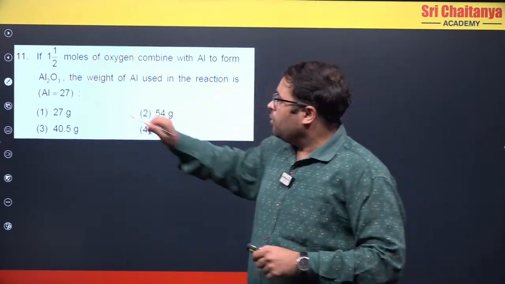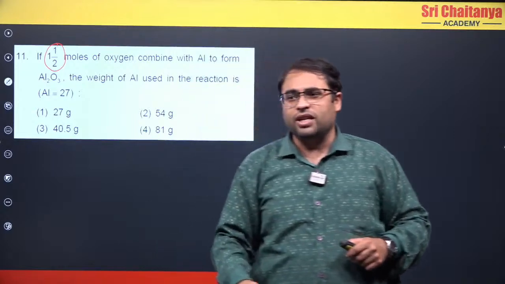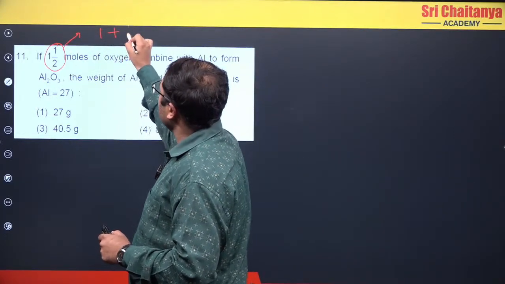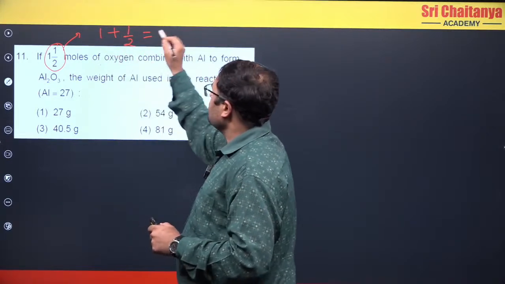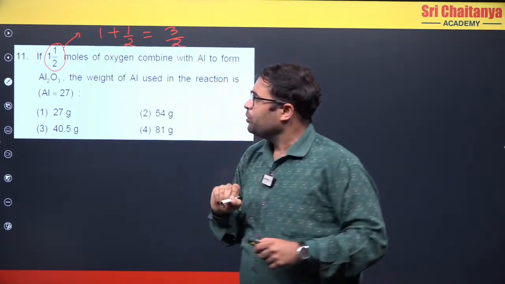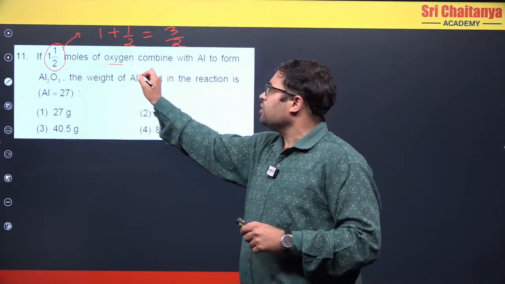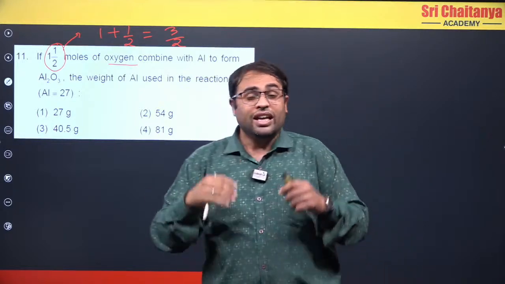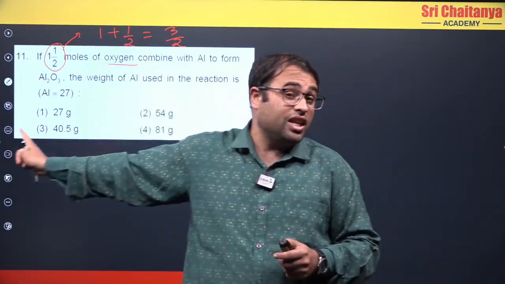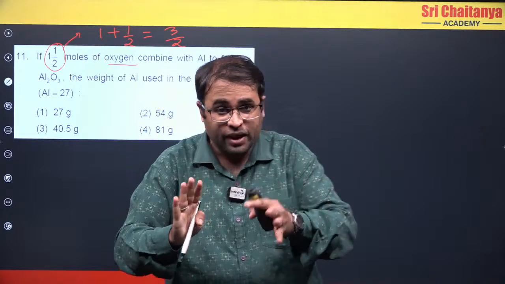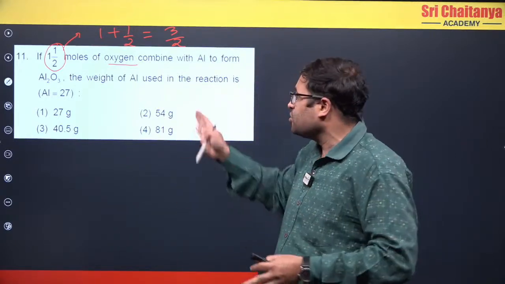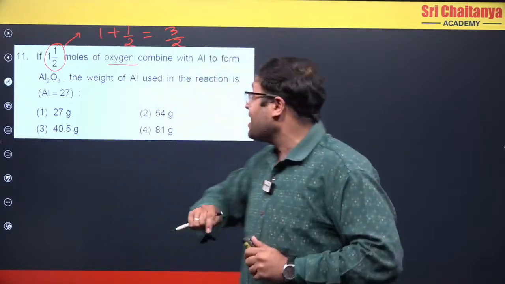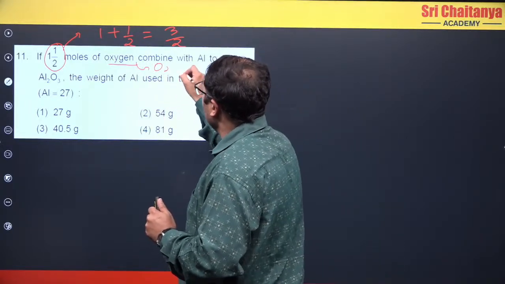If 1 1/2, what does this mean? It is a mixed fraction, right? This means 1 plus 1/2. This is 3/2, right? So 3/2 moles of oxygen. Now here remember, 3/2 moles of oxygen combined with aluminium. Remember that the oxygen they are mentioning here is not an oxygen atom, because an oxygen atom just like that does not combine with aluminium. They are talking about oxygen gas. Oxygen gas means they are talking about O2, right?